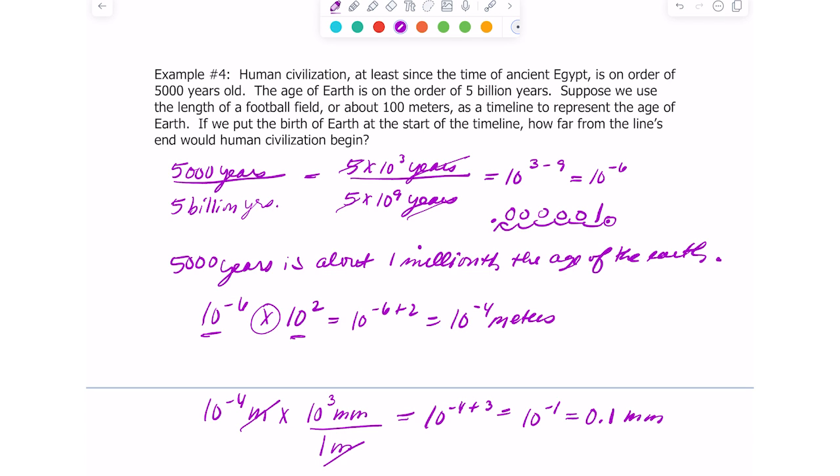You could have left your answer as 10 to the negative fourth meters, but it's a lot harder to think about that. It's much easier to think in terms of millimeters here because it's so tiny. And it really puts into perspective how long humans have been around compared to the actual age of the Earth.